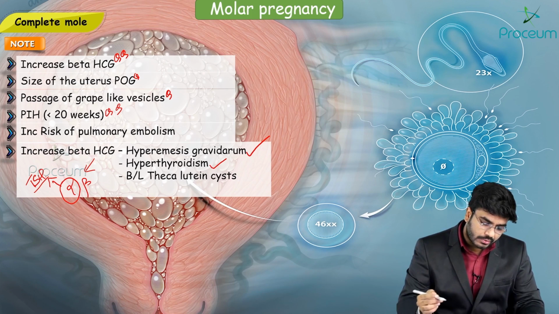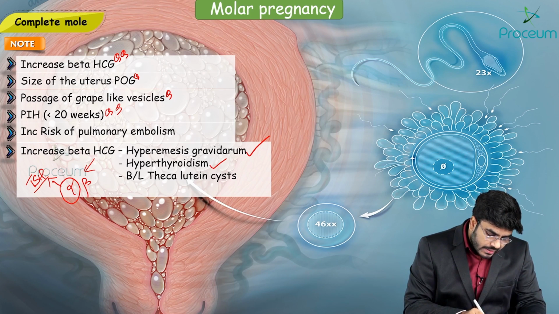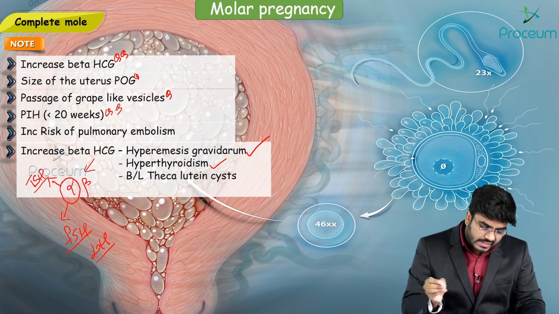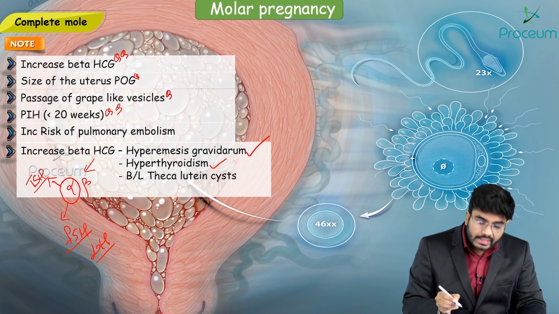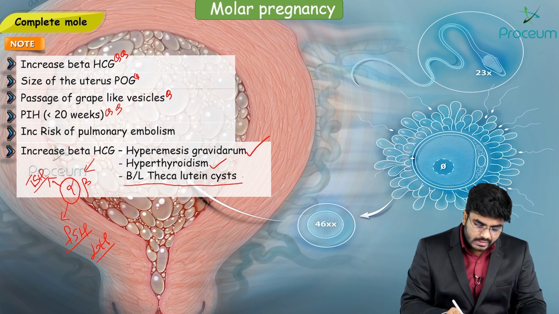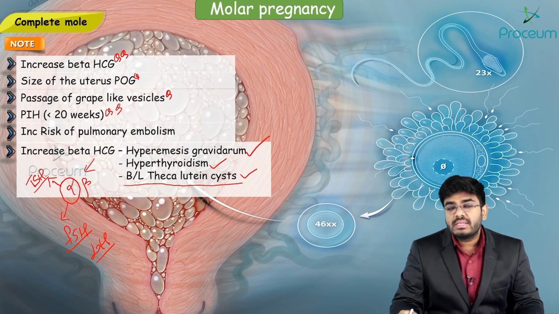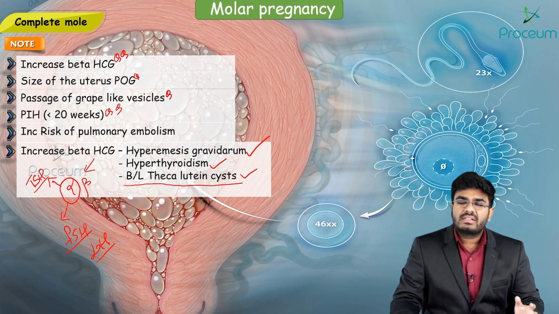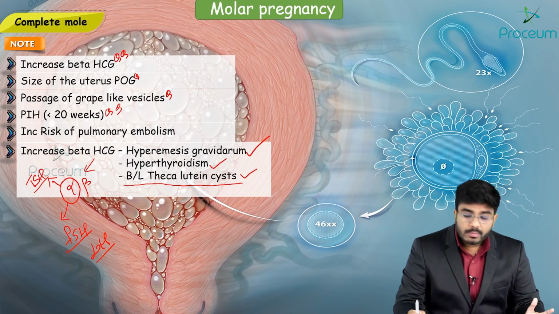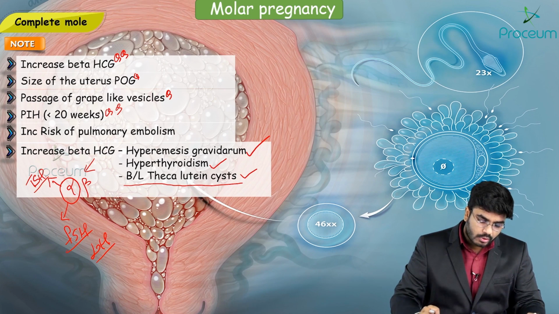Yes, true, MCQ. Now this alpha subunit is also similar to FSH and LH. So the alpha subunit can act like FSH and LH on the ovaries, and it can lead to bilateral theca lutein cyst. This bilateral theca lutein cyst can be seen in the complete mole, and it can be very rarely seen in partial mole. So these are some important points about complete mole.